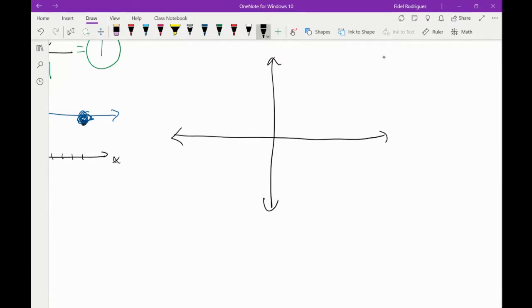And I'm going to pick a couple of points. I'm going to go 1, 2, 3, 1, 2, 3, 2, 3. Okay, so let's pick this point right here. Let's say this point here is the point (2, 3). And I'm going to pick another point right here. And I'm going to say this point here is the point (2, -1).